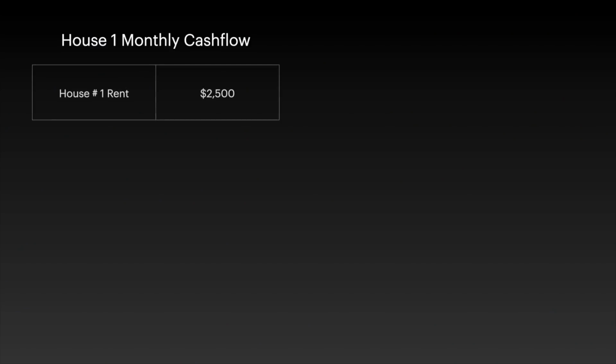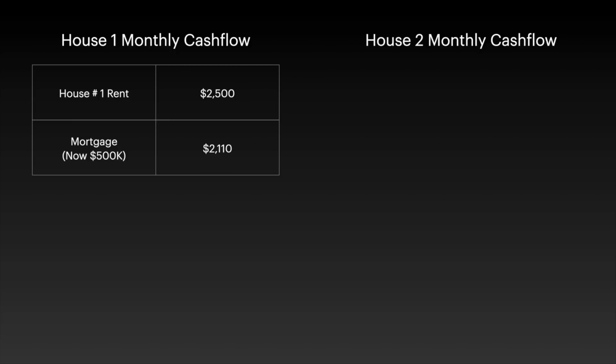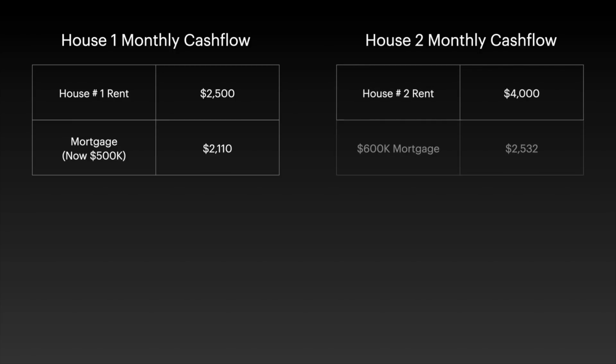So cash flow wise, this is what they're looking at. House number one's rent is $2,500. For their first house mortgage, they pay $100K down and keep the same amortization as before, bringing the monthly payment down to $2,110. Now, the second home's rent is $4,000, with a mortgage of $600K for 25 years, so it will be roughly $2,532 with the current interest rate.